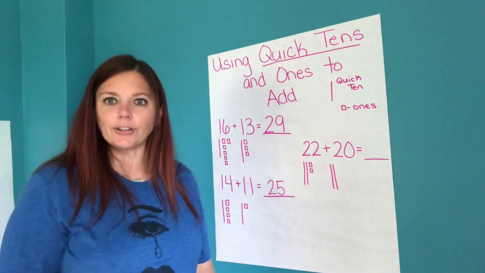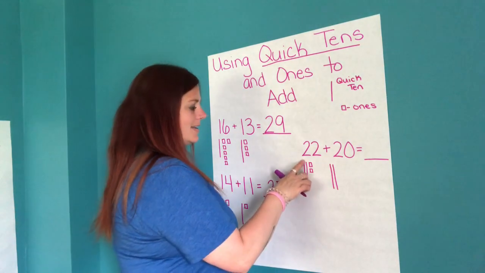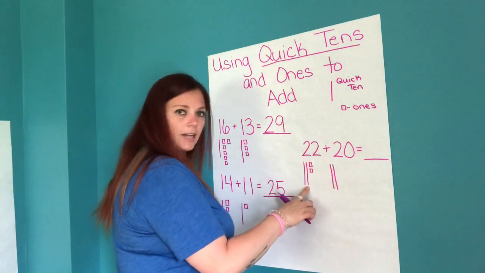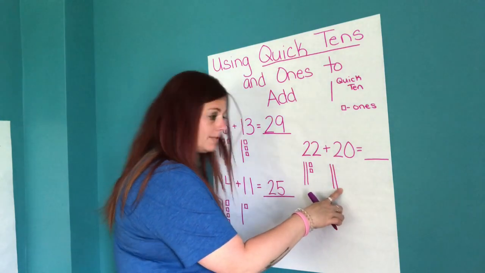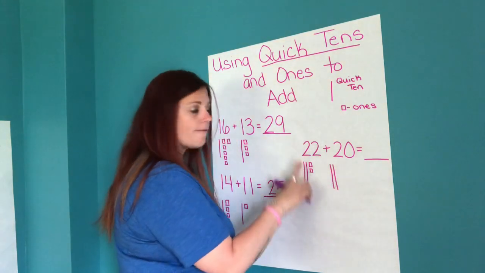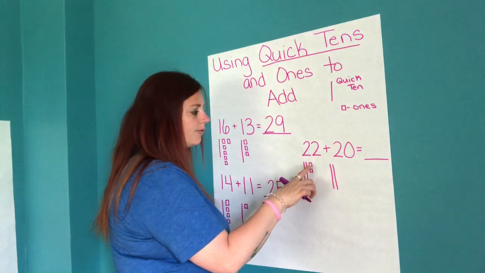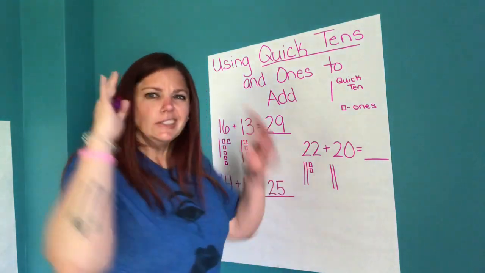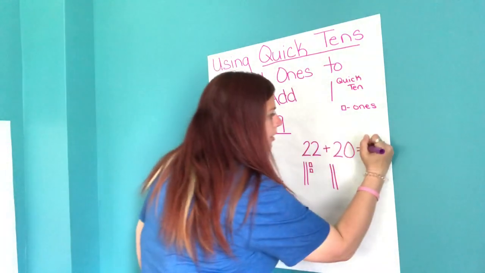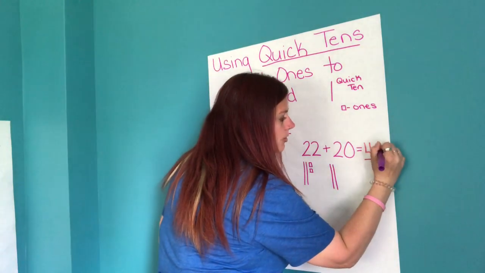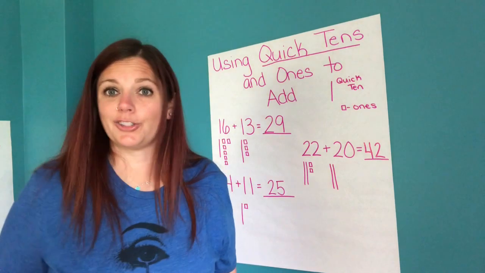So we have to go back and we need to count what, boys and girls? Our tens first. So are you ready with me? 10, 20, 30, 40. Then we switch to ones. 41, 42. How do I write 42? 4, 2. Good job, boys and girls.